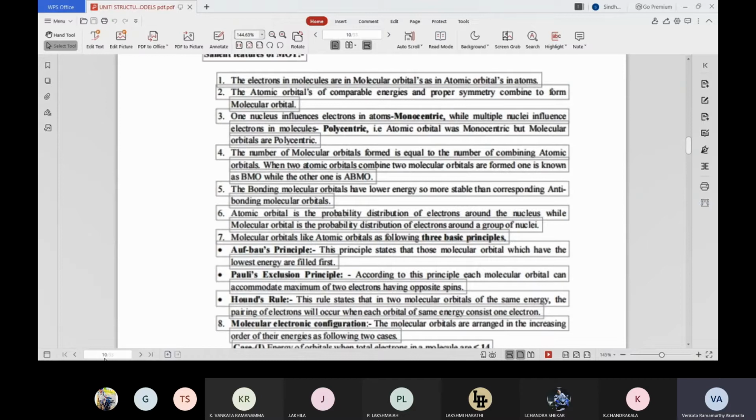Each orbital can hold a maximum of only 2 electrons. Next one is the third one, Hund's rule.